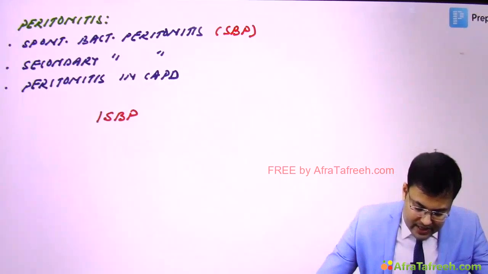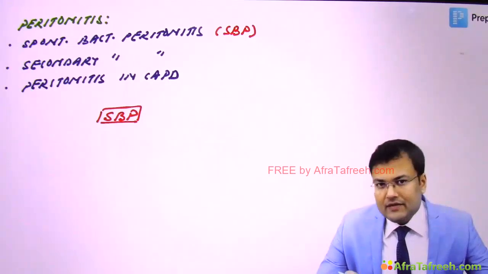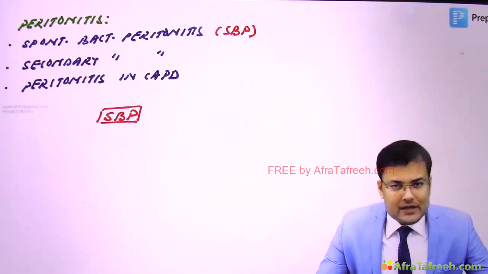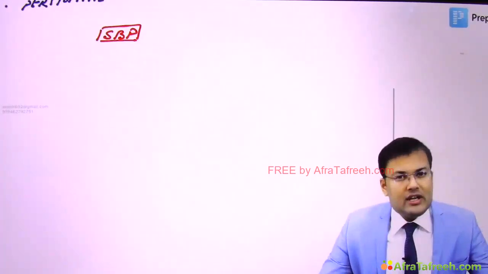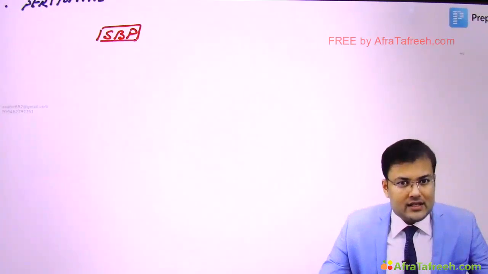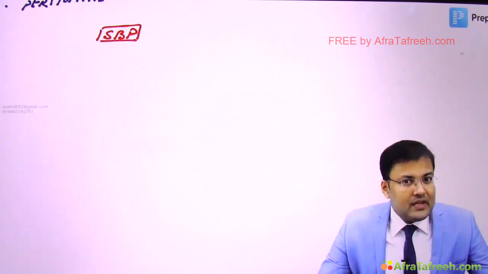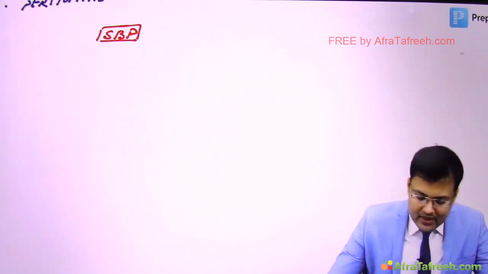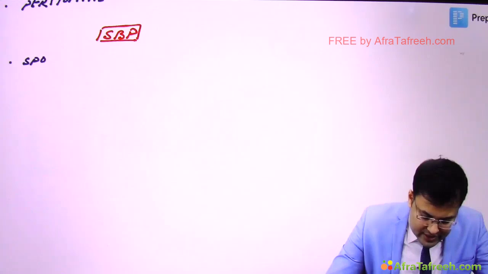In spontaneous bacterial peritonitis, what is the problem? Spontaneously there is infection of ascitic fluid. It means, what is the prerequisite for SBP? Ascites. And you must know the most common cause of ascites in adults: cirrhosis or chronic liver disease. And the most common cause of ascites in children: nephrotic syndrome.